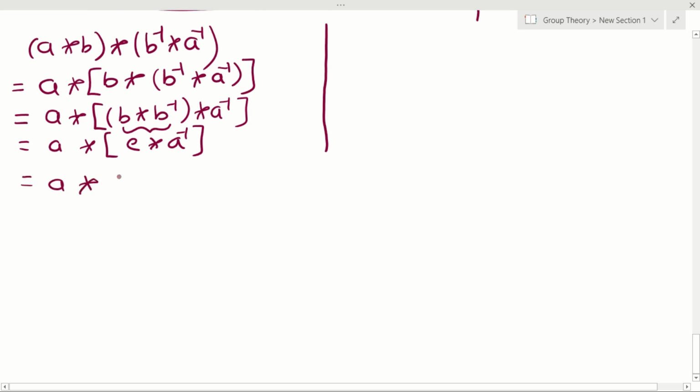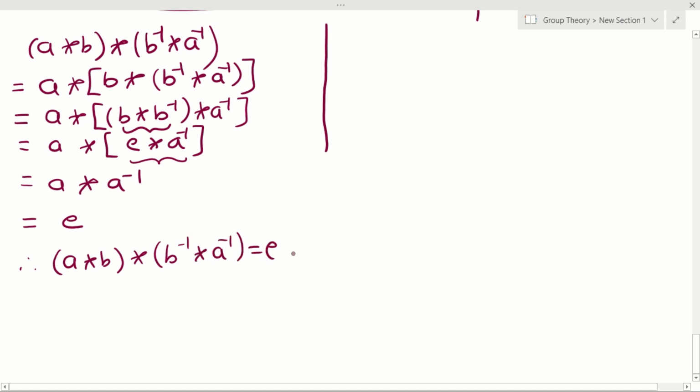Now this is equal to A star, what is E star A inverse? By the identity law, you get the same element, that is A inverse. Therefore A star A inverse is equal to E. Therefore we got A star B star B inverse star A inverse is equal to E. Consider this as equation 1.